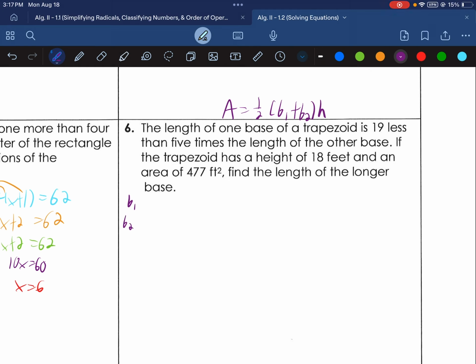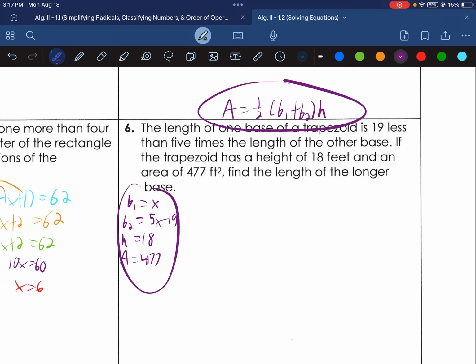So we have base 1, base 2, and the height, we're told. Height is 18 feet. We're told that one base is a modified version of the other one. So let's call one of the bases x. It doesn't matter which one you call x. It won't mess up the problem either way. Where the other base is 19 less than 5 times that base. So 5x minus 19. And now we know the area, capital A, is 477.